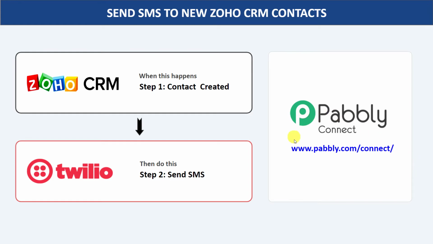Here we are using Twilio to send the SMS. But with Pabbly Connect you can integrate with other SMS sending apps like T7 Networks, SMS Horizon and more. The process is almost the same. So let me teach you the process.